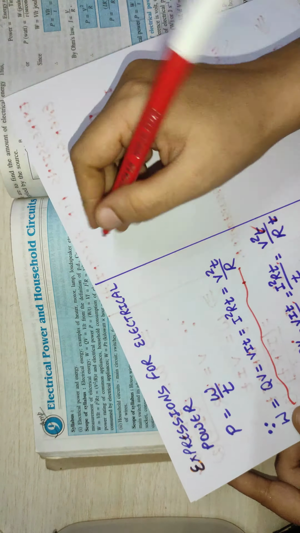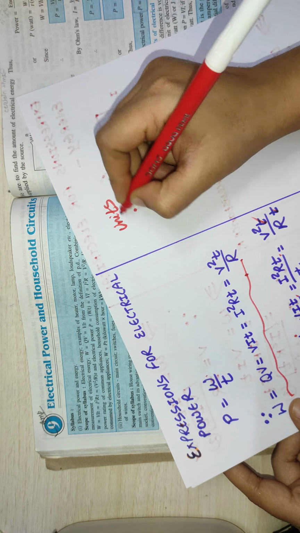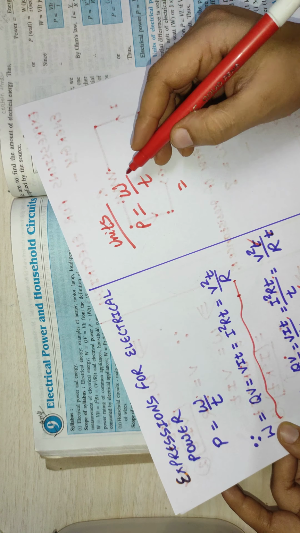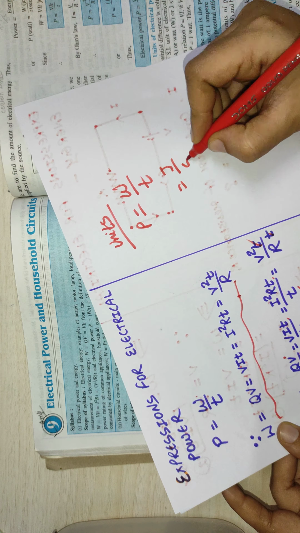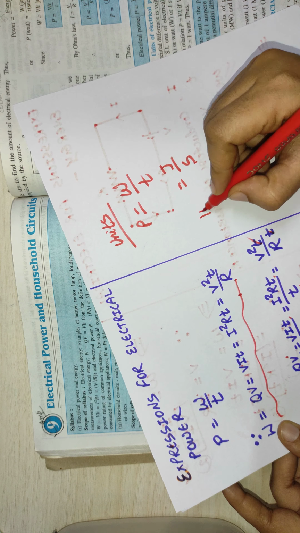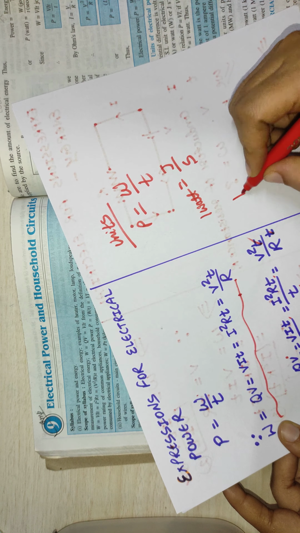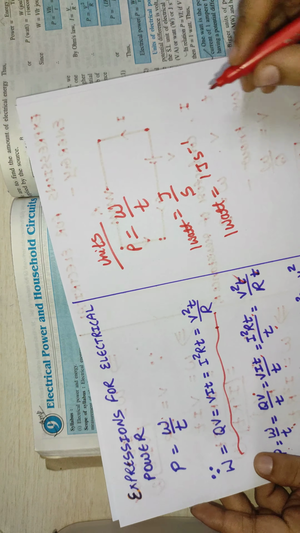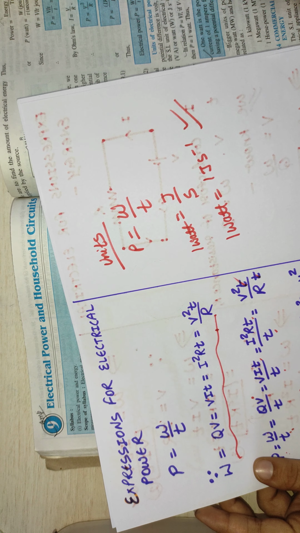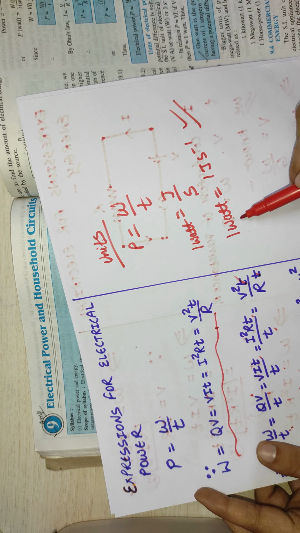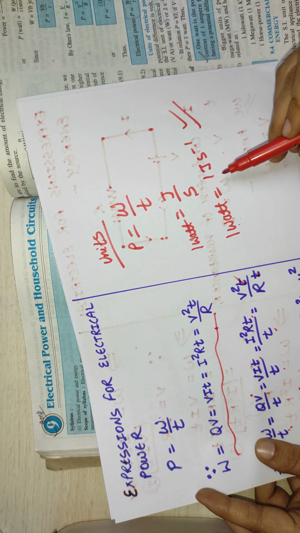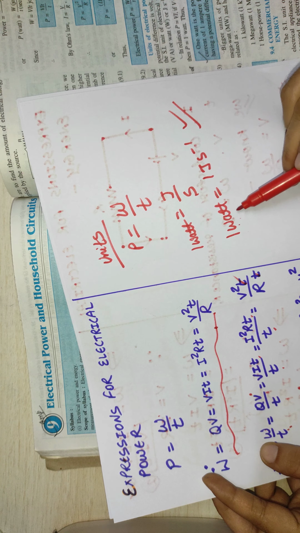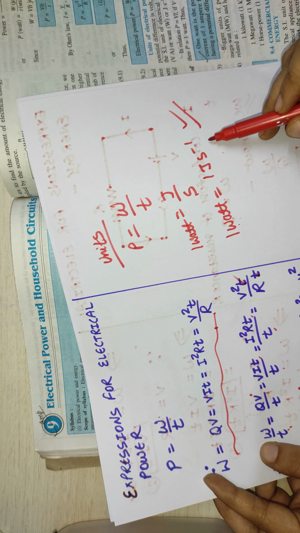Then we have to find out the units of power. For units, again the formula: power is the rate of doing work, W by T. The unit for work is joule and for time is second, and the SI unit for power is 1 watt. So what we get is 1 watt is equal to 1 joule per second. This is the unit for power. Or if we are to define it, 1 watt is 1 joule of work done in 1 second, that is, 1 joule work done per unit time.